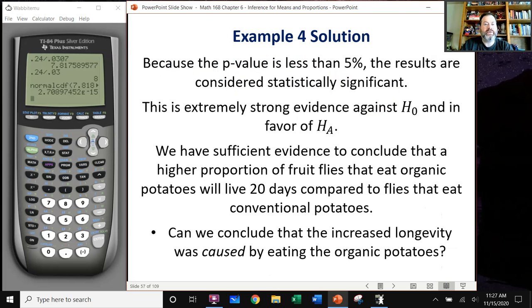And that's what it says here, right? Because the p-value is less than 5%, the results are considered statistically significant. This is extremely strong evidence against the null in favor of the alternative. Now, we are given a story problem for this, so we have to express our answer in context.